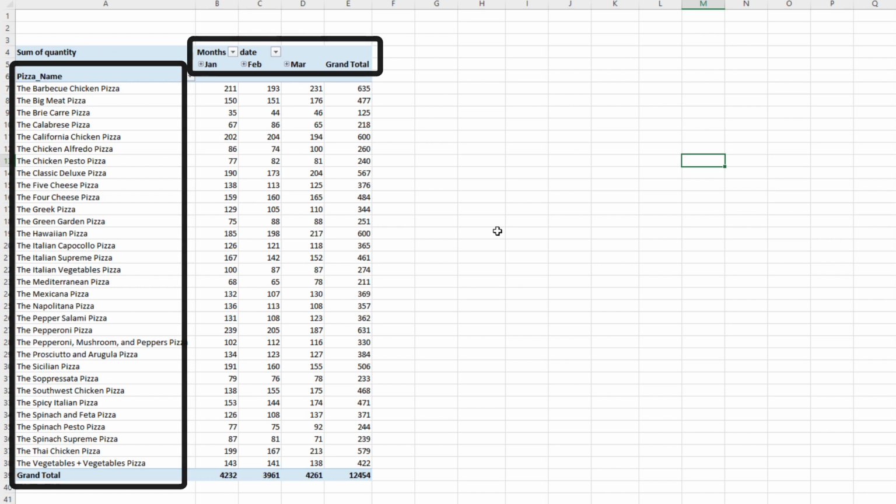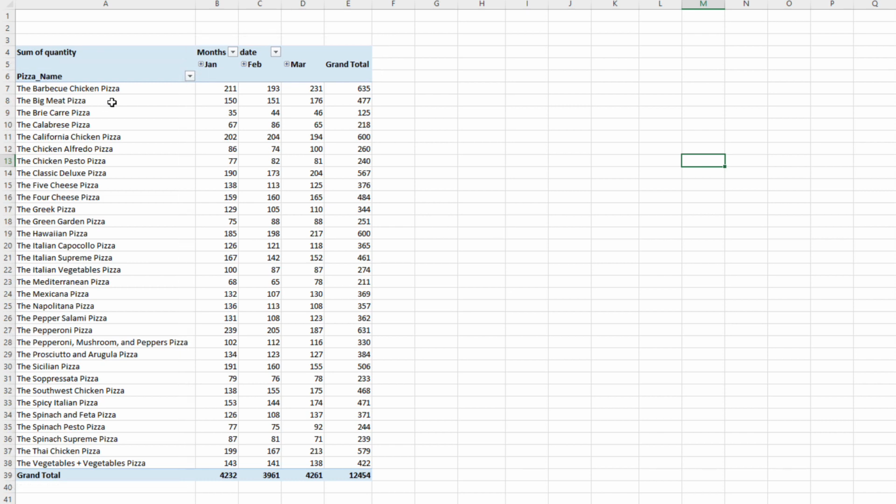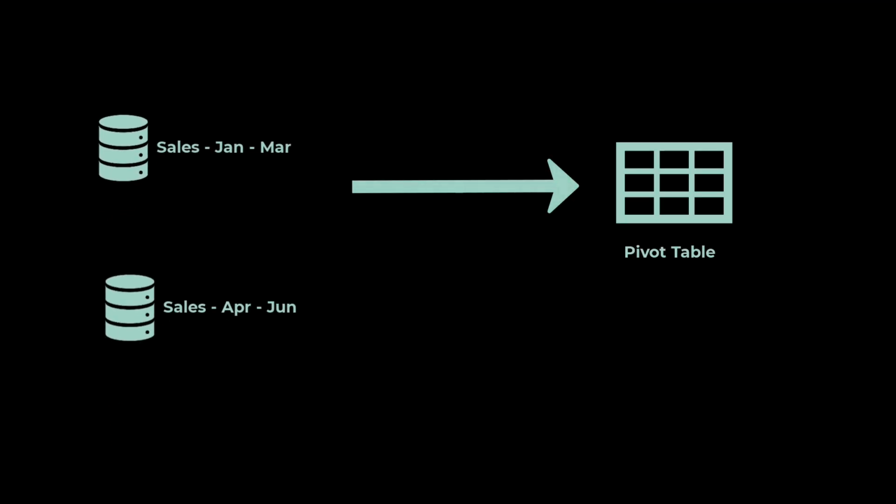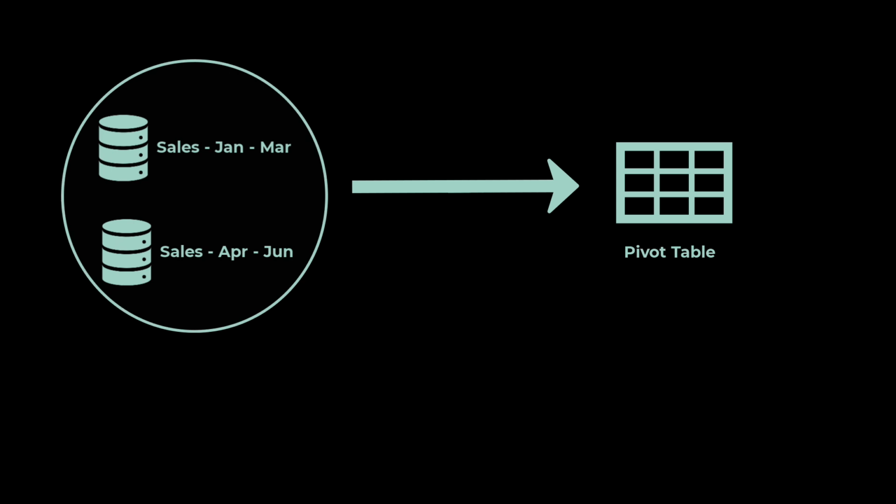A traditional approach would have been to use VLOOKUP formula to look up the pizza names into the data and then create a pivot table. But that's a manual approach and it will take a lot of time. We will see how we can automate this using Power Query and keep the entire workflow dynamic. By dynamic, I mean every time the new data becomes available, system will automatically update the pivot table.